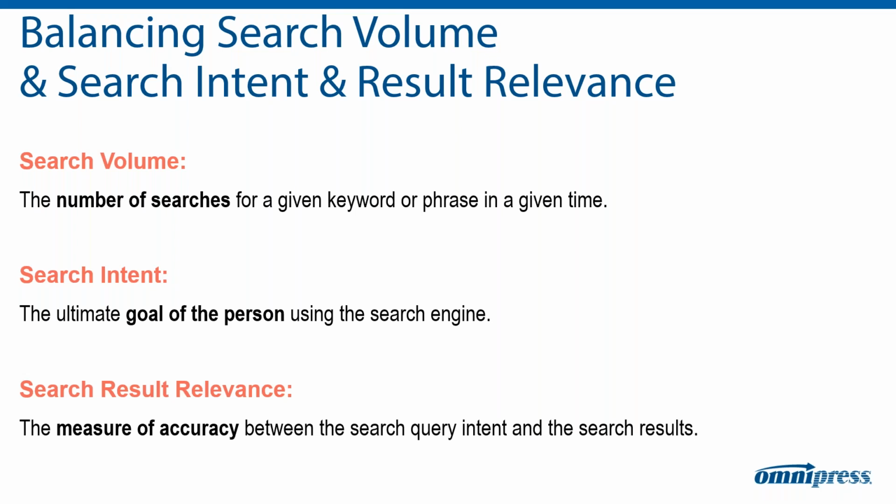Okay, so when trying to figure out which search terms to focus on, which keywords to focus on, we want to balance search volume with search intent and search relevance. Search volume is simply the number of searches for a given keyword or keyword phrase. Search intent is the ultimate goal of the person who's using the search engine. And search result relevance is really connecting the two, the intent and the search result. Is it an accurate search result for that intent?